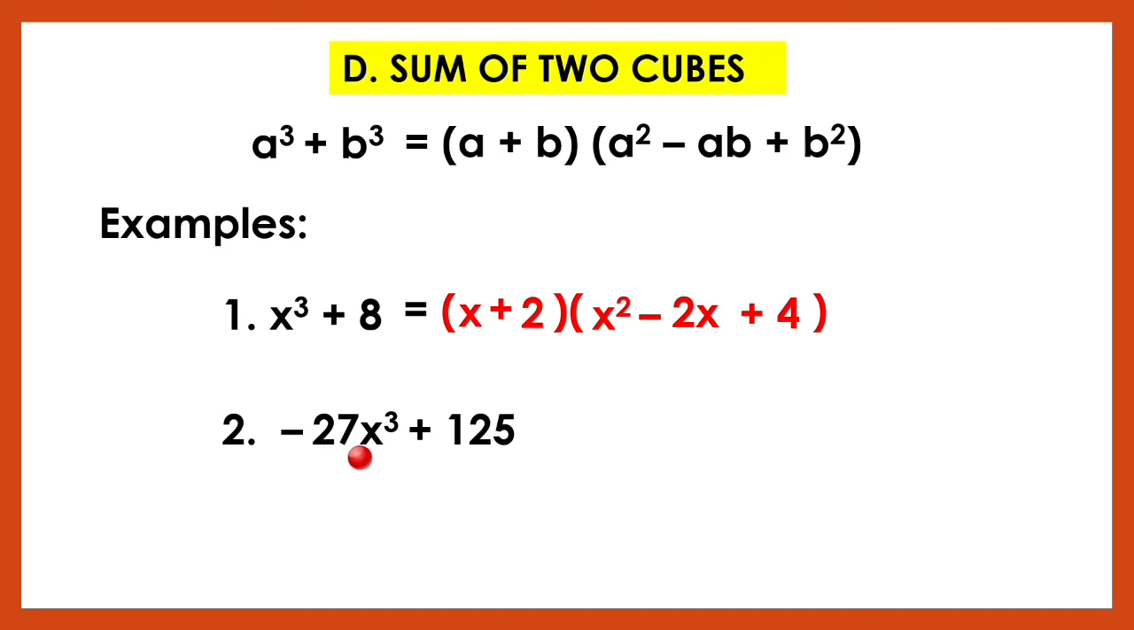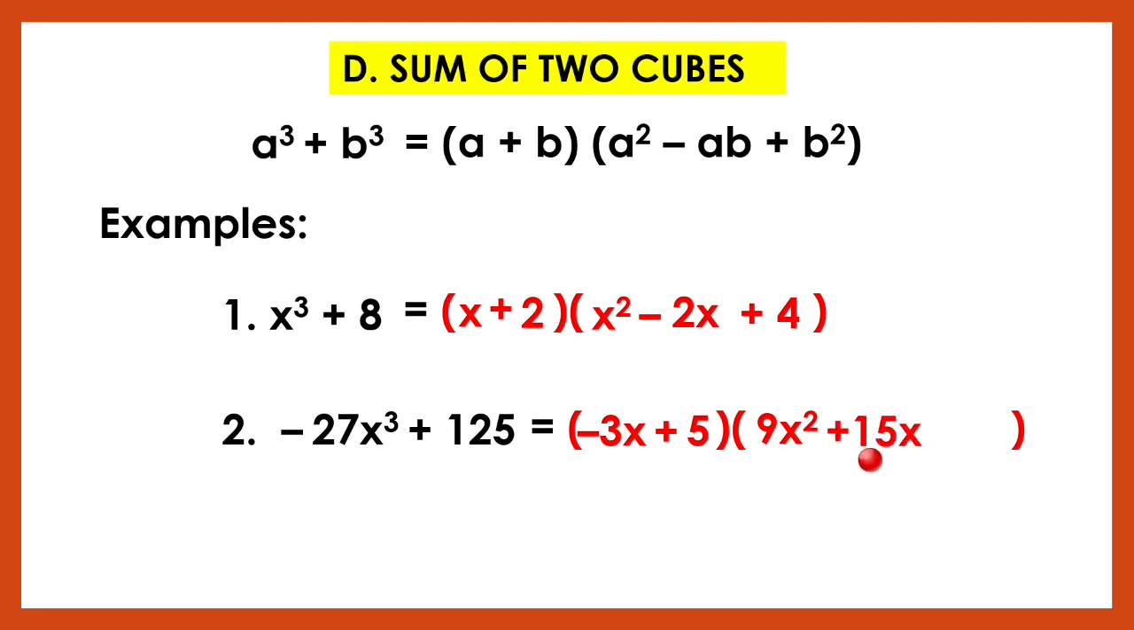Negative 27x cubed plus 125. Kunin natin yung cube root ng negative 27. That is negative 3, and then cube root ng x, that is x. So, we have negative 3x. And then, cube root ng 125, that is 5. Then, plus iyon. So, this is also plus. And then, square natin yung negative 3x, that is 9x squared.